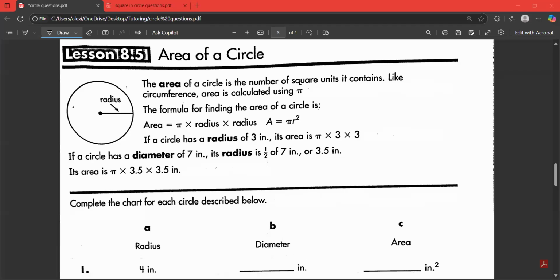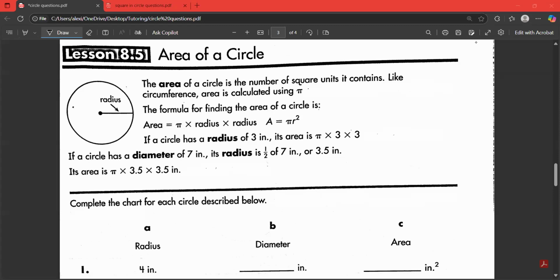All right, in this video, we're going to talk about the relationship between radius, diameter, and area. Let's start with some definitions. The area of a circle is the number of square units it contains. Like circumference, area is calculated using pi. Pi is irrational, meaning the decimals go on forever.